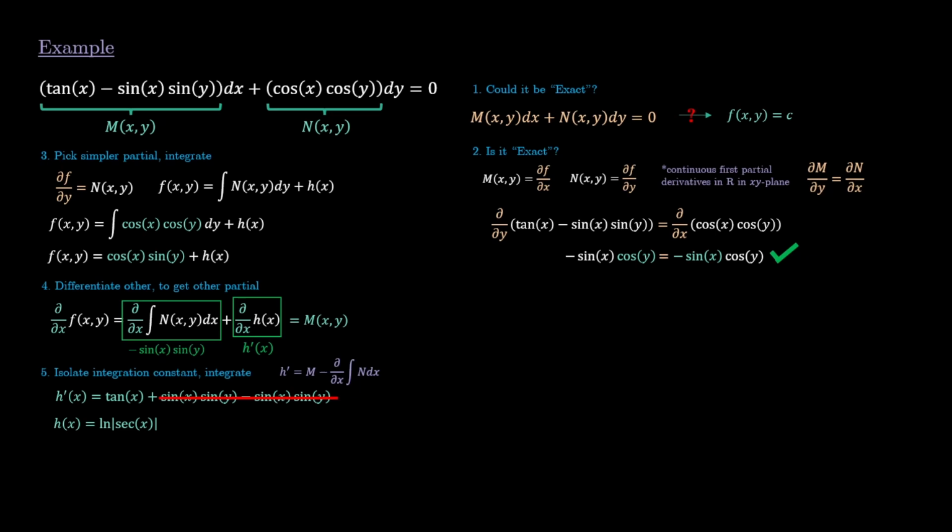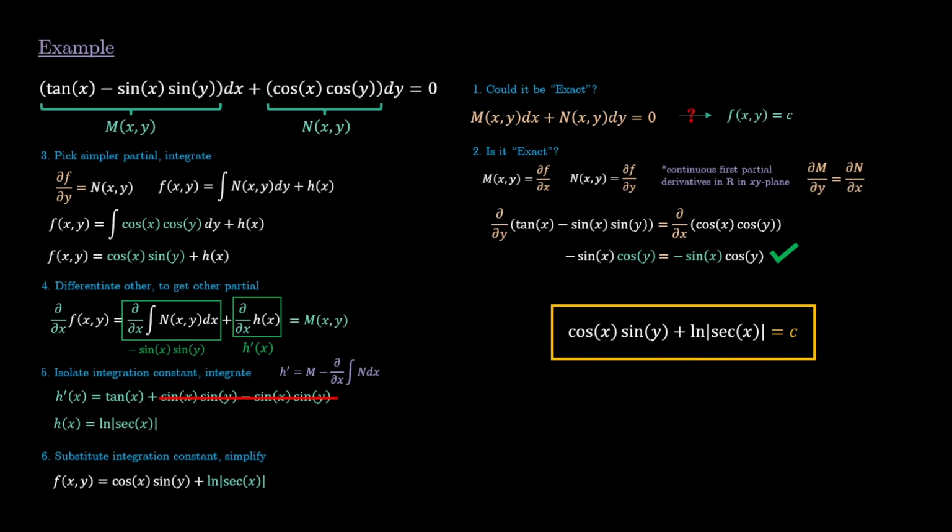Step 6 is we substitute the integration constant and we simplify. So in doing that, we substitute this back into here. We get the following. Now, this is pretty much our solution, but we have to write it in terms of set equal to a constant c, and now we have our solution.